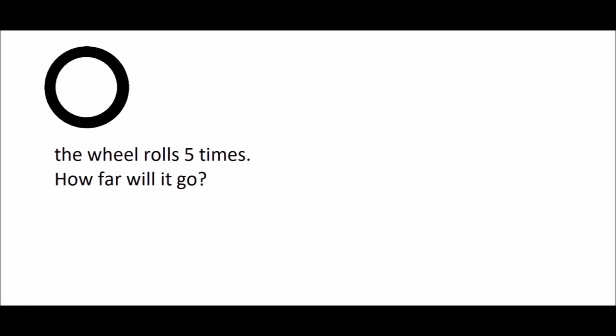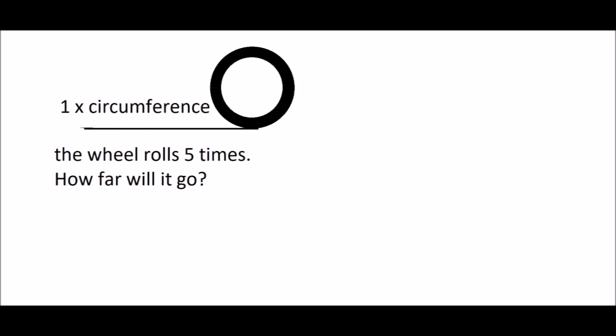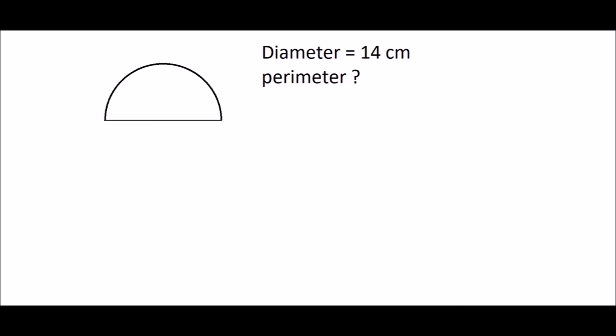Now, imagine that this is a wheel that is turning and the wheel rolls 5 times. So how far will it go? This is a question about circumference, because one rotation of the wheel is actually 1 times the circumference. So when it rolls 5 times, the distance will be 5 times the circumference.